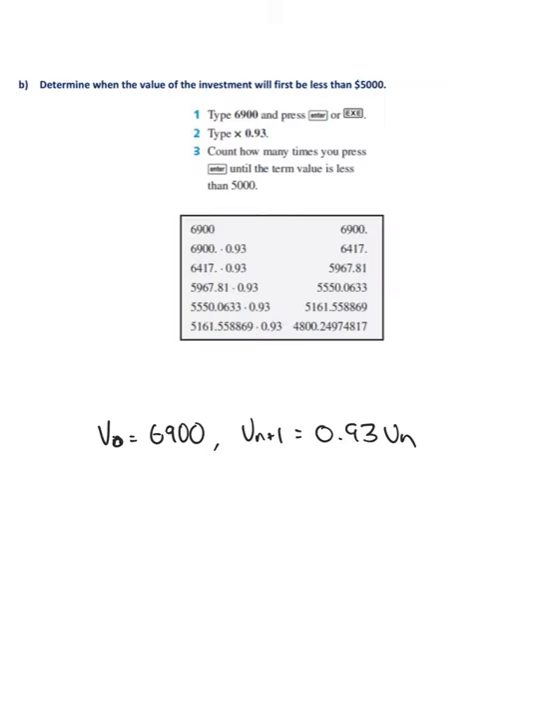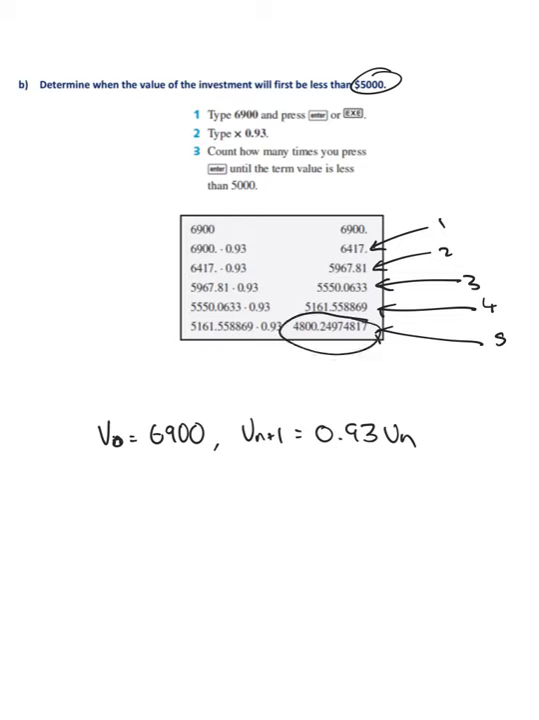Here's a chance for you to use those calculator skills. Determine when the value of the investment will first be less than $5,000. As you see, when we did it before, this was year 1, this was year 2, this is year 3, this would be year 4, and in year 5 the value is going to drop below $5,000. The question said, determine when the value of the investment will first be less than $5,000: year 5, 5 years.